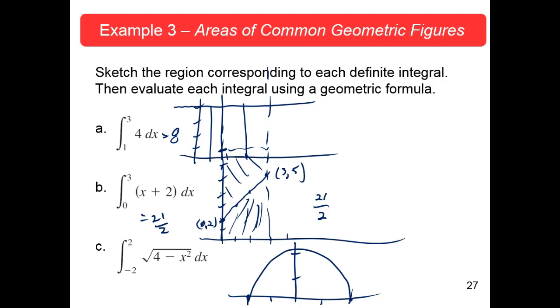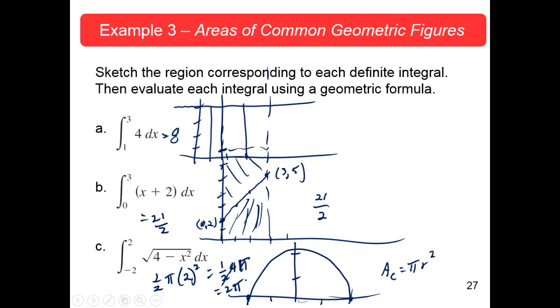Half a circle. And what is the area of a circle? Pi r squared. What's your r in this case? What's the radius of that circle? 2. So you got half of that, so it's 1/2 pi times 2 squared, which would be 1/2 of 4 pi. So this would be 2 pi.